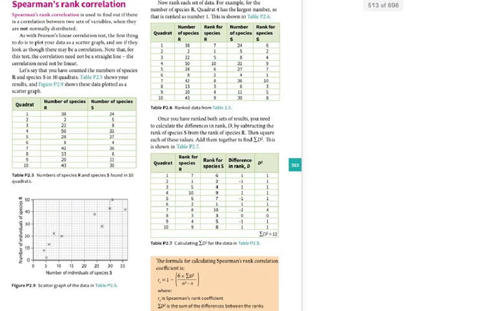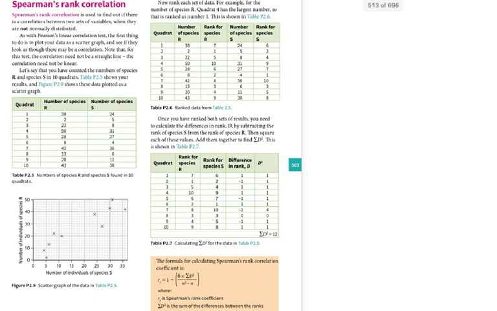As with the other Pearson's linear as well, the first thing to do is to plot your data as a scatter graph and see if they look as though there may be a correlation. Note that for this test, the correlation is not going to be a straight line, so the correlation need not be linear. There is not normal distribution.